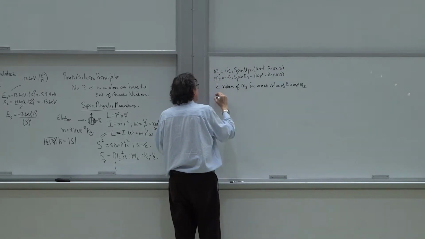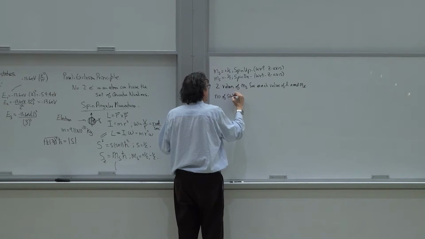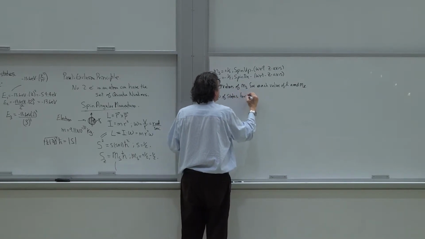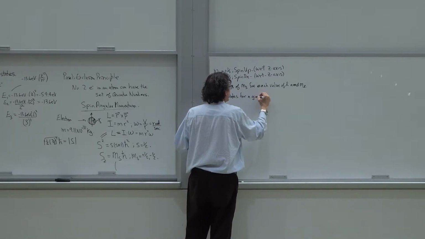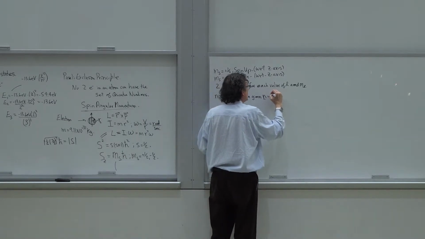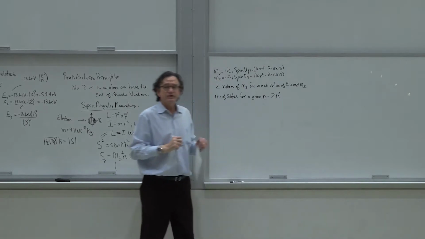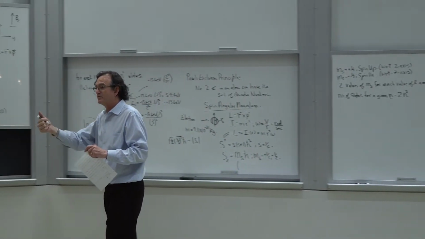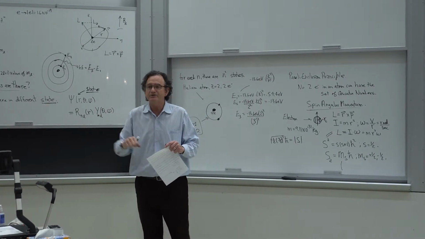So the number of states for a given n is equal to 2 times n squared. All right? Because each one of those m sub L states can have m sub s equal to plus 1/2, or m sub s equal to minus 1/2.